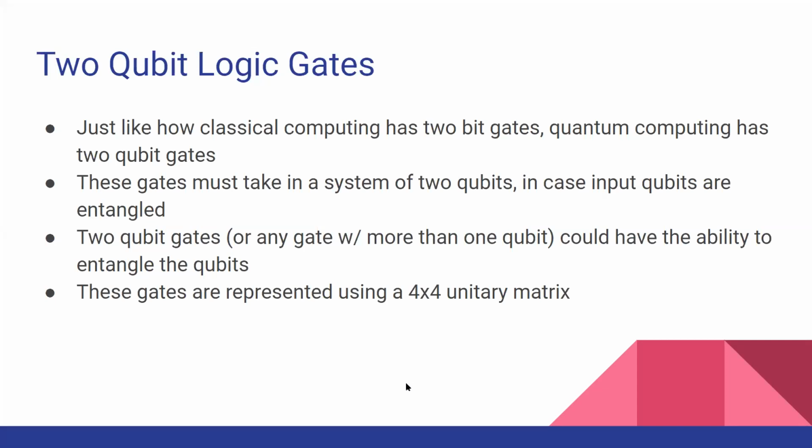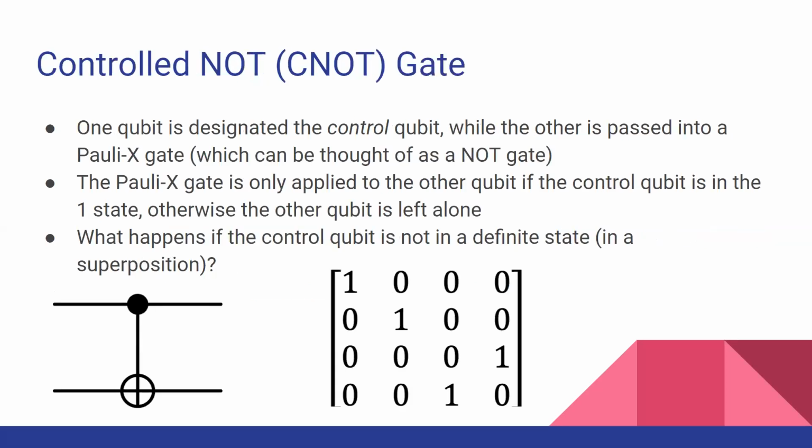Now, some 2-qubit gates actually have the ability to entangle qubits together, and I'll show that in a little bit. And these gates, instead of being represented by a 2x2 unitary matrix, are now represented by a 4x4. The reason being is because our vector for a state of 2 qubits has 4 elements, and we're applying it to a 4x4. So let's talk about this gate.